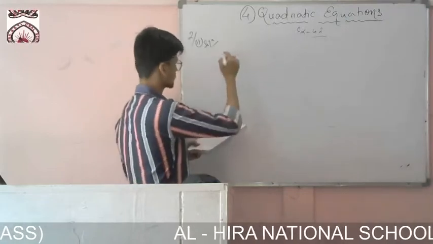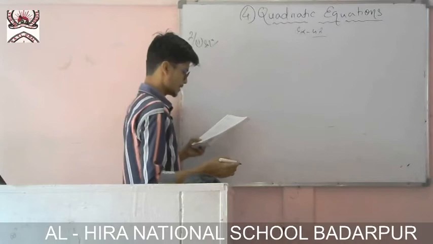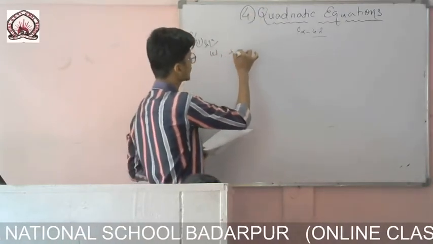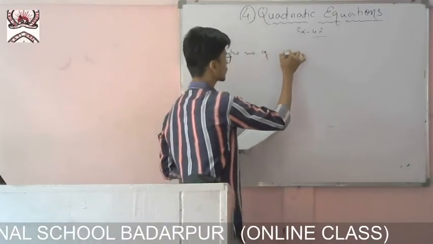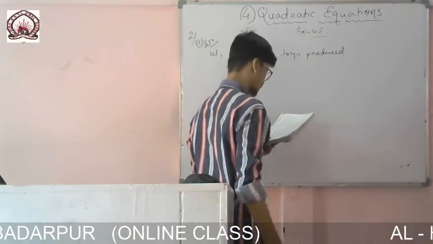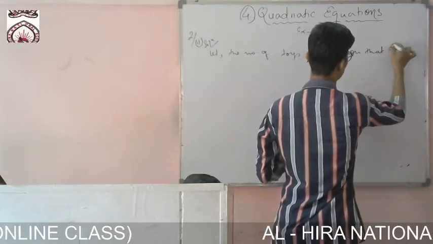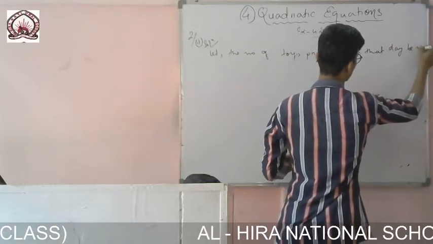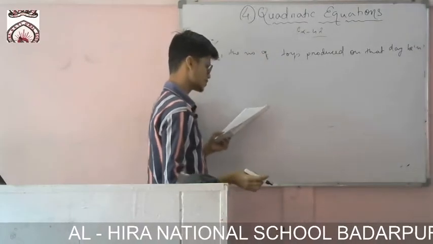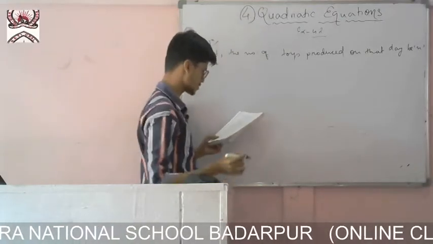What is given here, let us write. So let the number of toys produced on the day be x. As in the example in the book, you write: let the number of toys produced on that day be x. Therefore the cost of production of each toy on that day equals 55 minus x. It is given in the question.